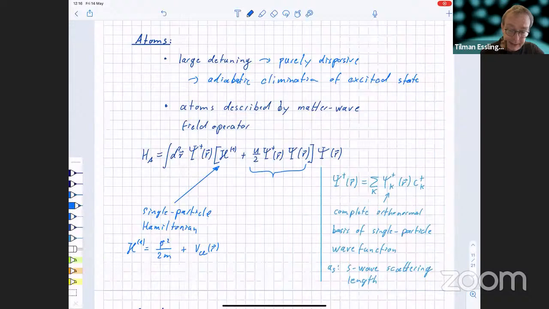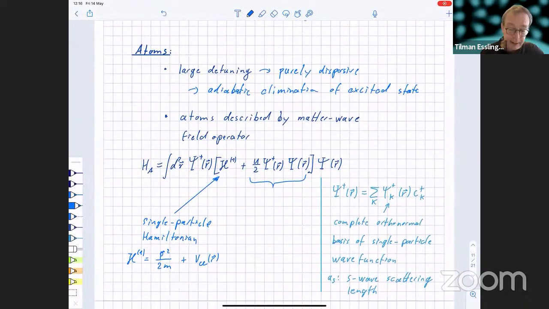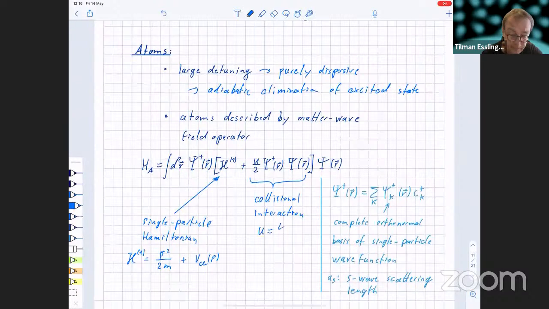And this second term here, the operator for the atoms, there we have the collisional interaction, as you know it from Bose-Einstein condensation. So we have here the collisional interaction as U over M, with a_s the scattering length.